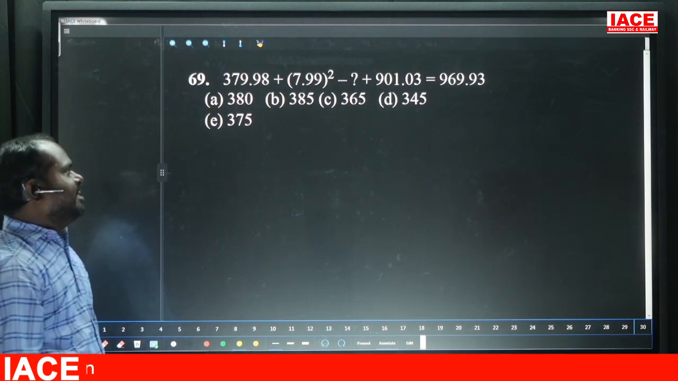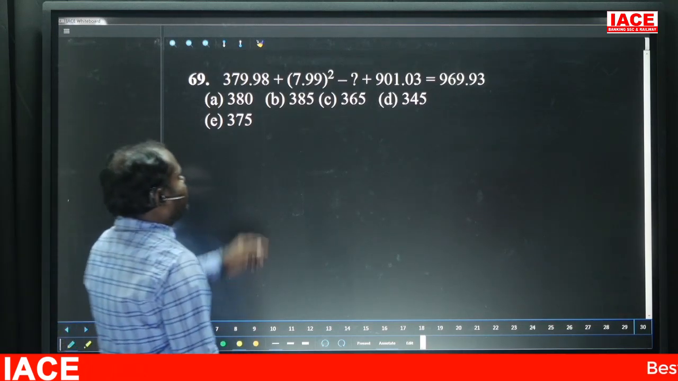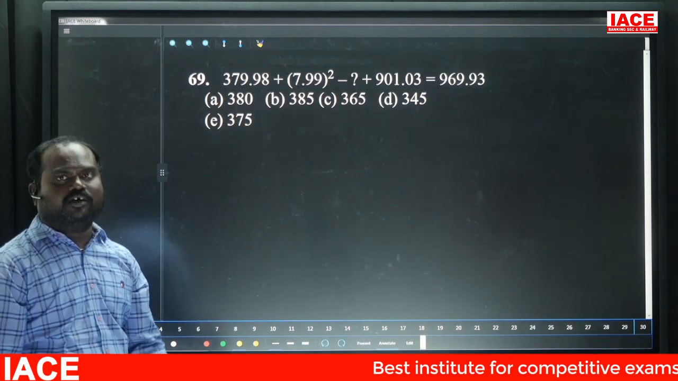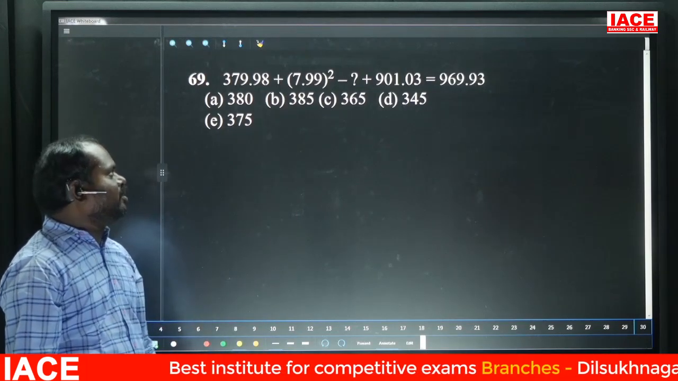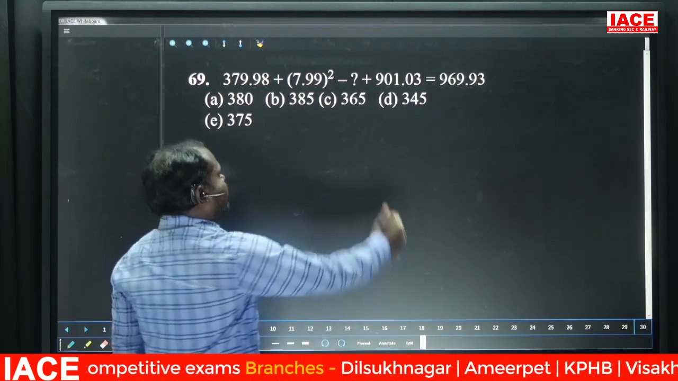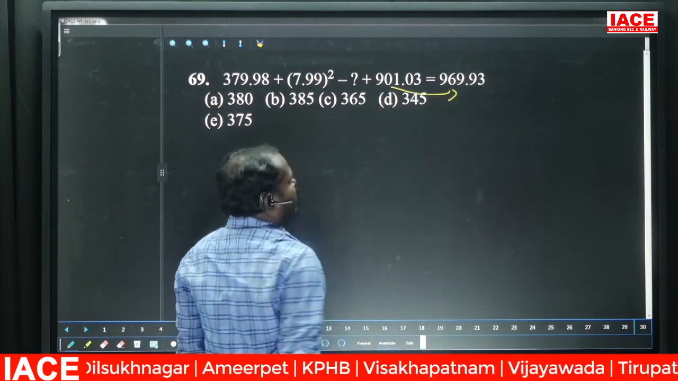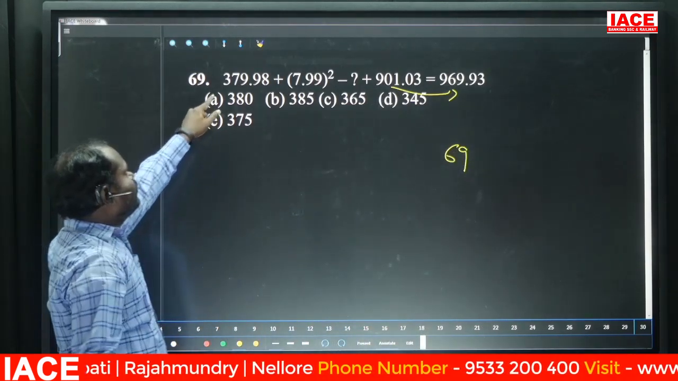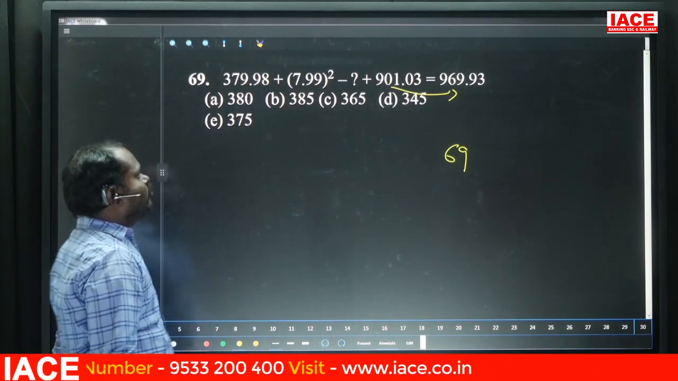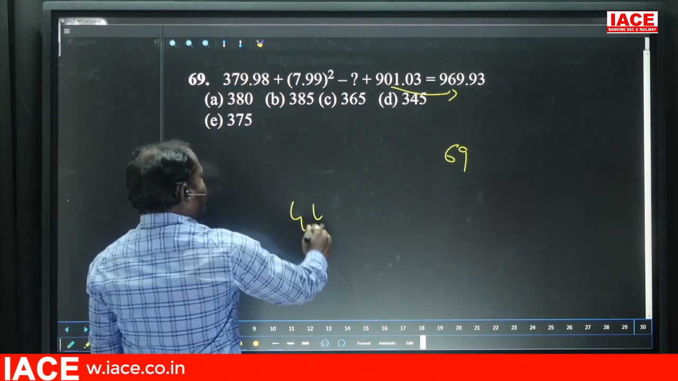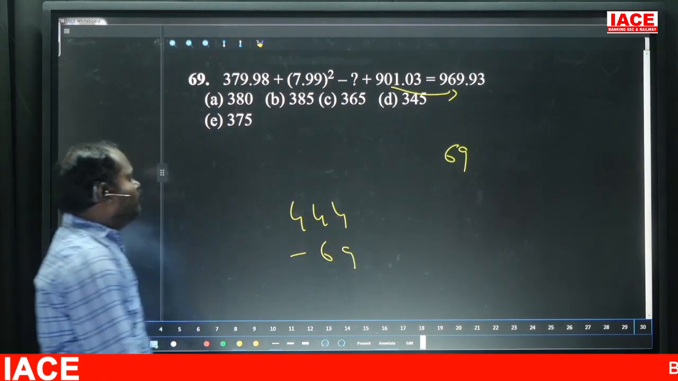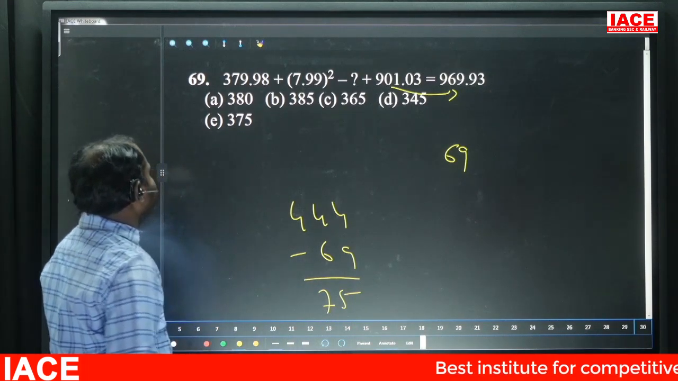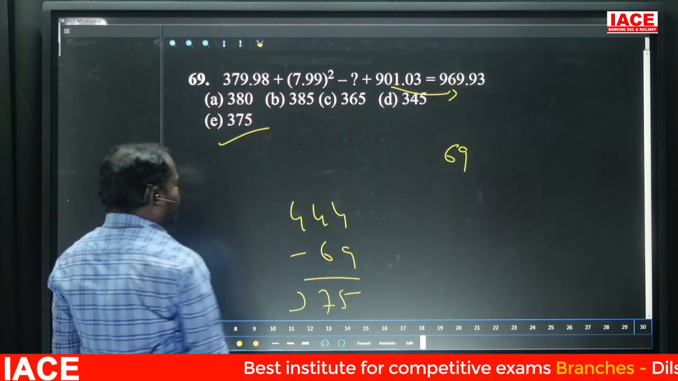Next. 379.98 plus 7.9 whole square, roughly take it as 8 square, it is 64. 380 plus 64, 444, plus 901. 444 becomes minus, and 901 if you move to this side becomes minus 970. 970 minus 901, 69 will balance. It is 380 plus 64, 444, minus 69. So 444 minus 69, 375 is option E. 375. Next.